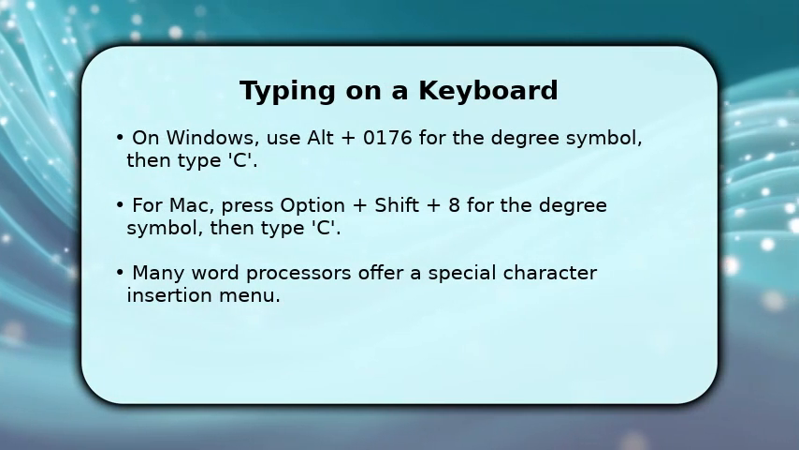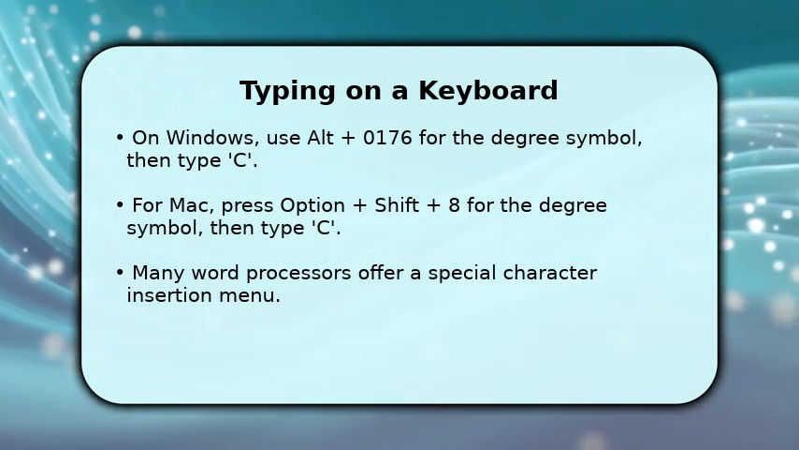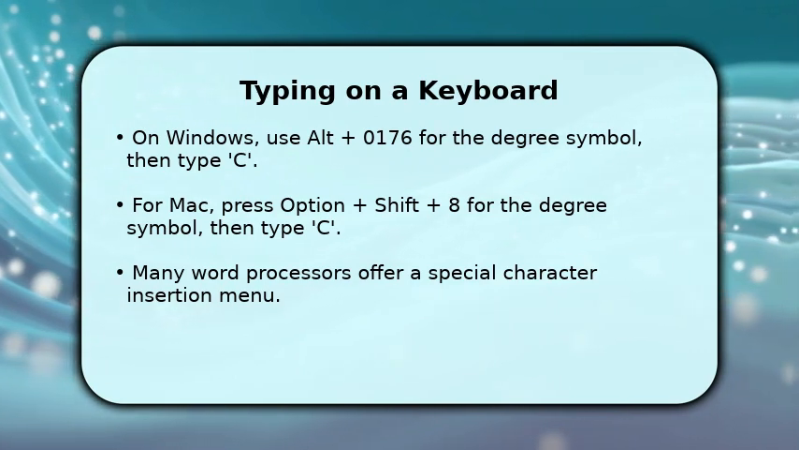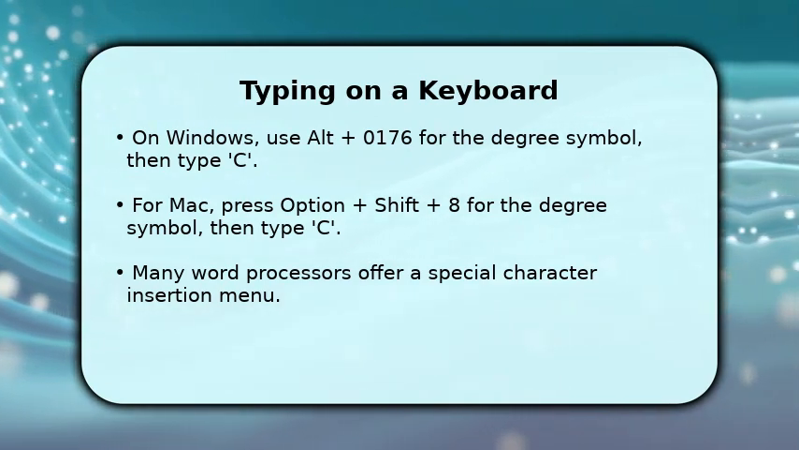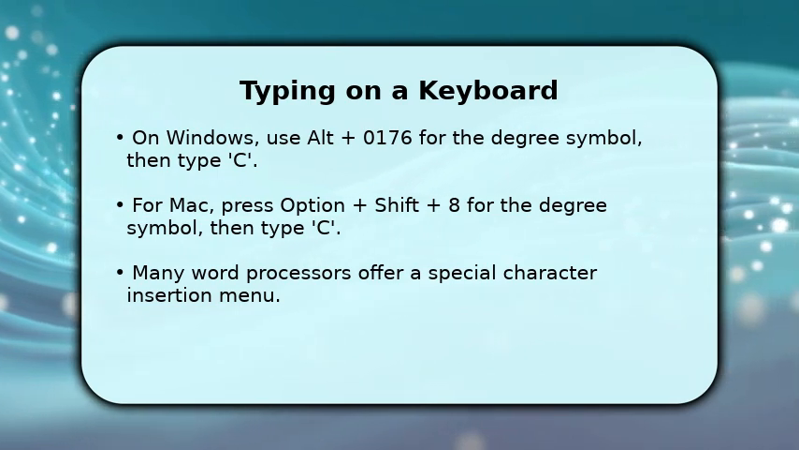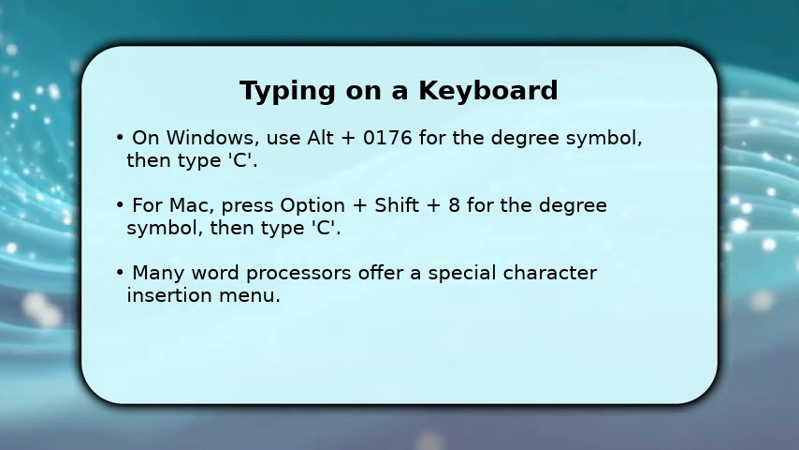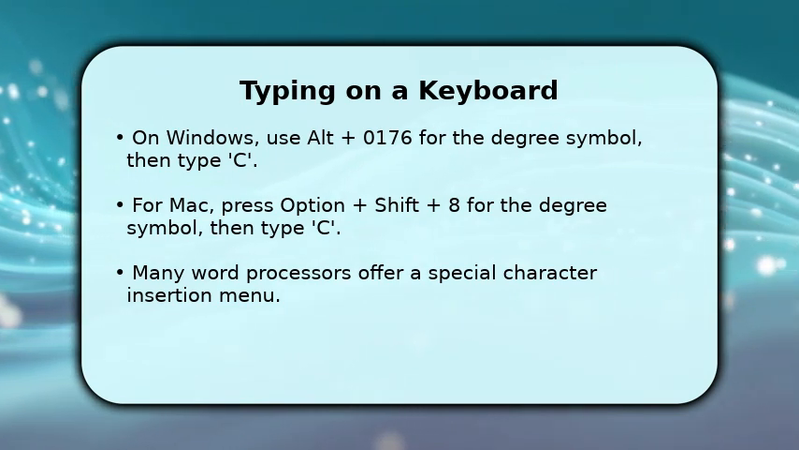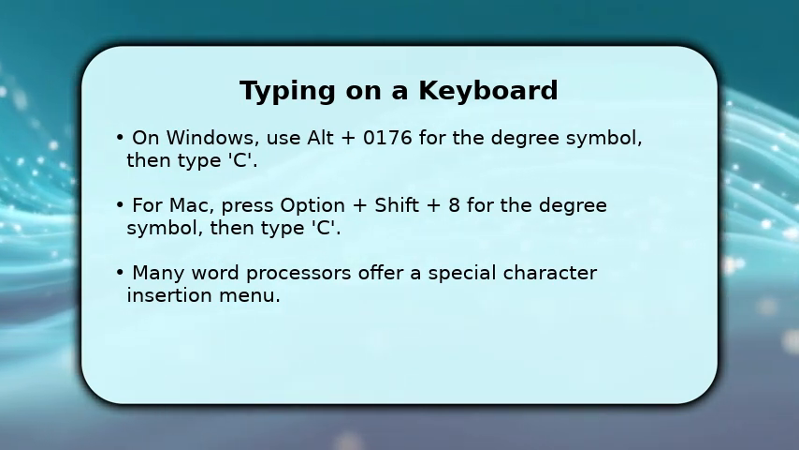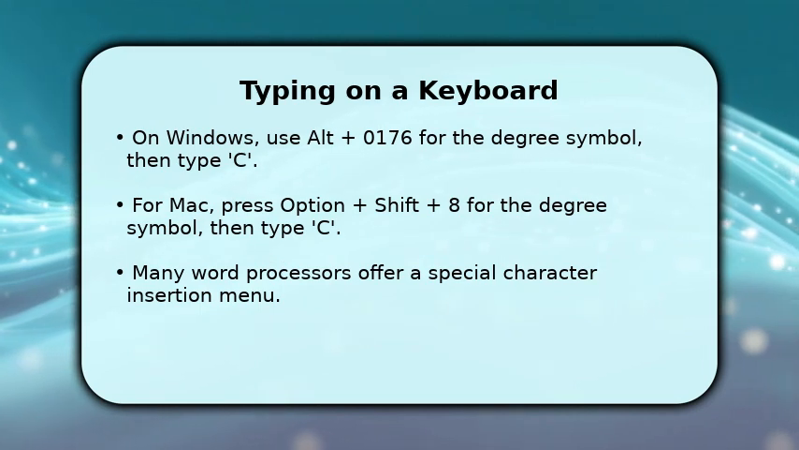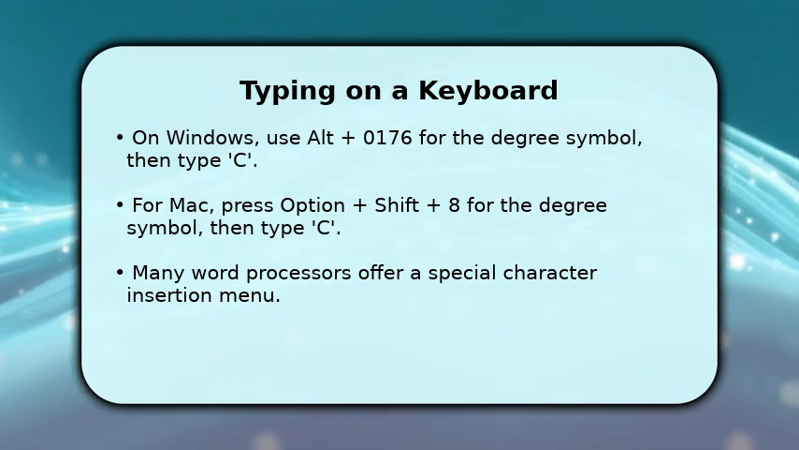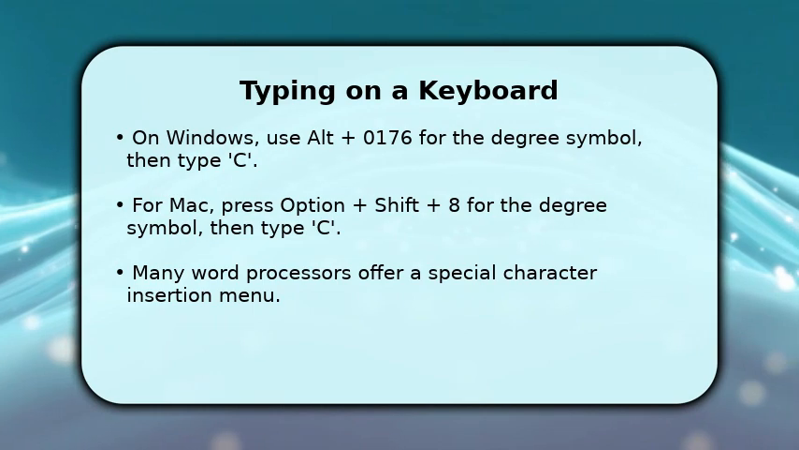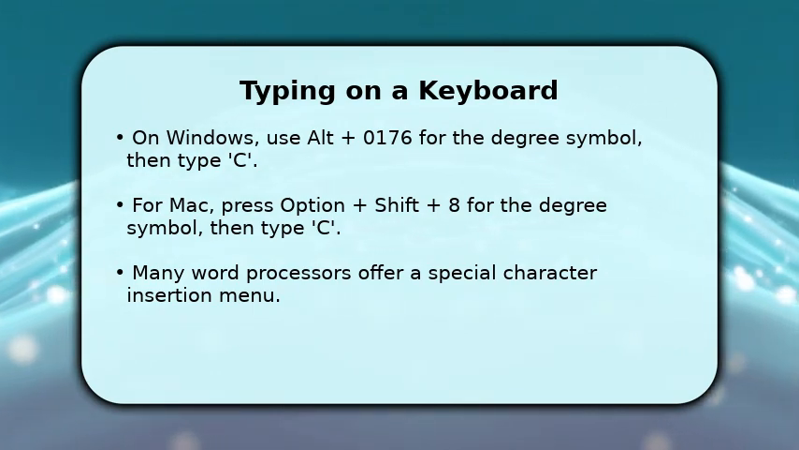Typing the Celsius symbol is straightforward with keyboard shortcuts. Windows users can hold the Alt key and type 0176 on the numeric keypad, then add a capital C. Mac users should press Option, Shift, and 8 simultaneously for the degree symbol, followed by a capital C. Alternatively, most word processing software includes a special character menu for easy insertion.